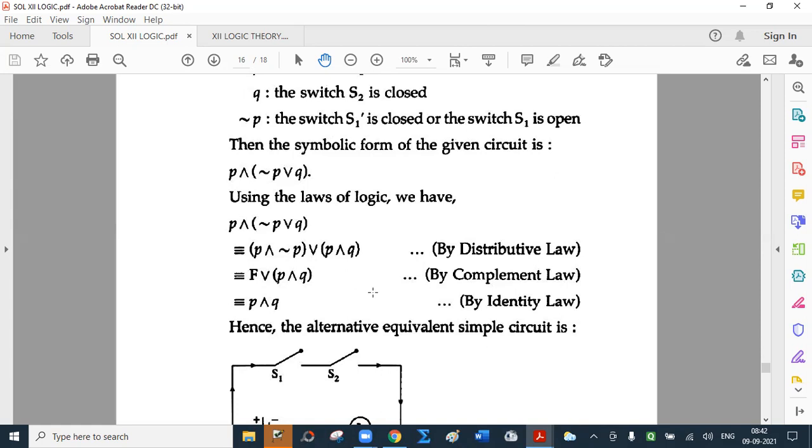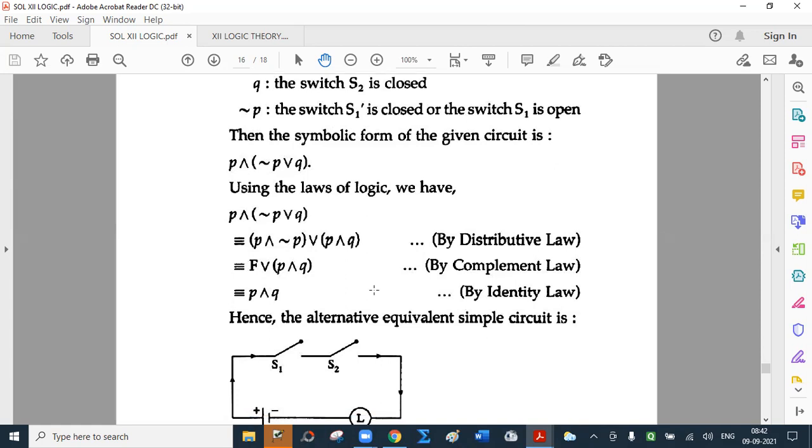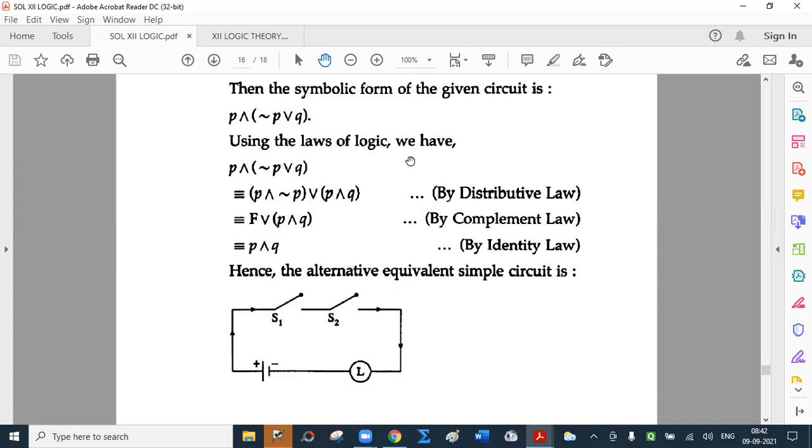This means only two switches are to be connected in series. So the alternative equivalent simple circuit is this. Okay. So this type is important from exam point of view.